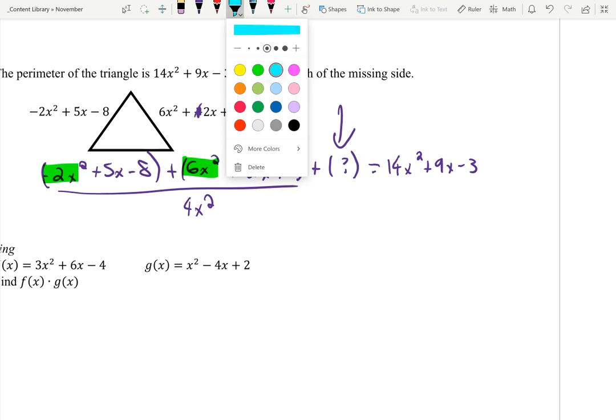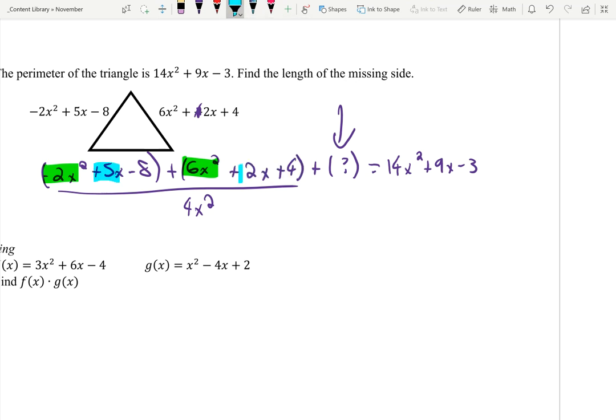Let's go ahead, let's combine the x terms as well. We have 5x and 2x. 5 and 2 make 7, so that'll be 7x. And then our constants are negative 8 plus 4. Negative 8 plus 4 makes negative 4. So that's the two sides combined. Still have to add that third mystery side before we get to our final answer of 14x squared plus 9x minus 3. So two ways to do this.